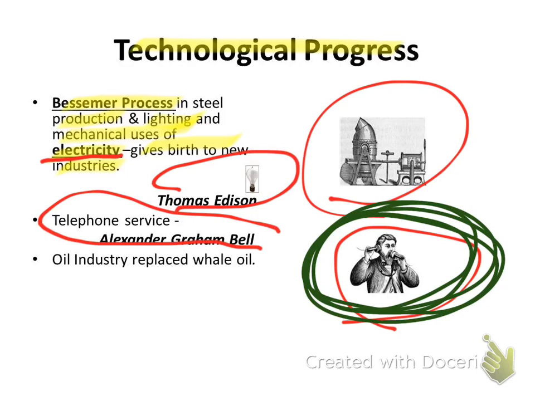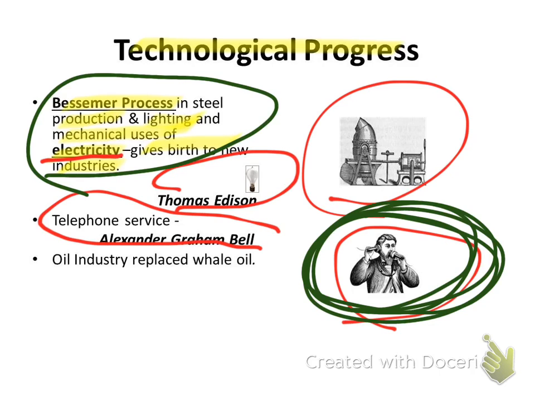And so these are just two of the examples. There are hundreds of others, but these are two examples of how the Bessemer process, in part, allowed for the growth of numerous industries. The ability to harness electricity allowed for more. Finally, on this page, the oil industry replaced whale oil. Lamps were often lit by using whale oil. You catch a whale, you kill it, and you take its blubber and produce oil. The oil industry, where we pump oil out of the ground, took that place.